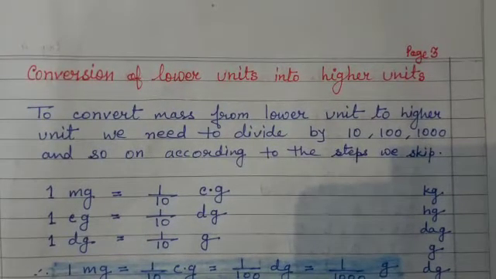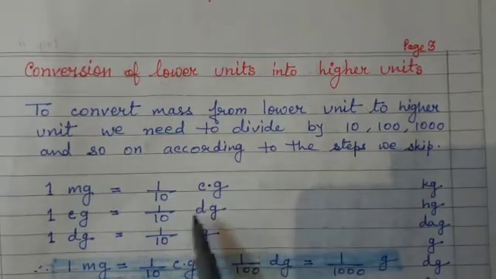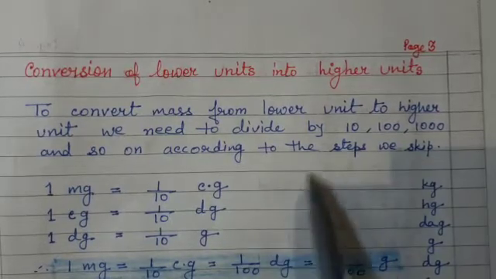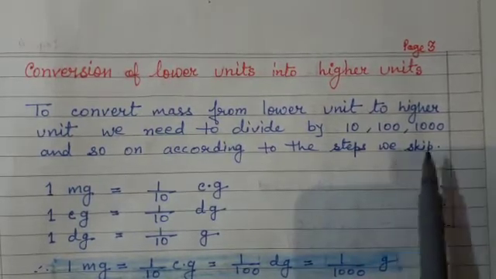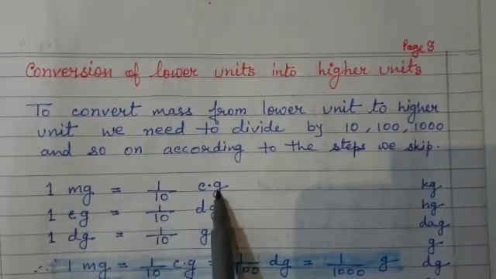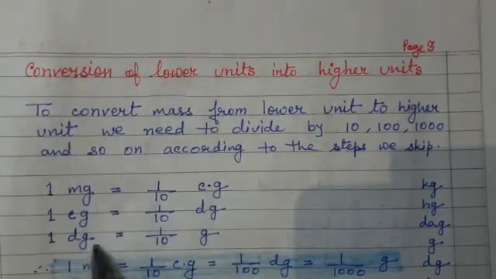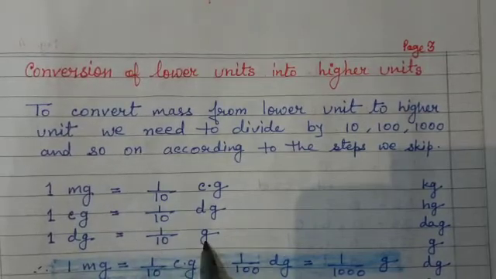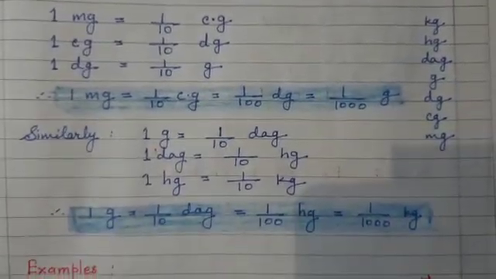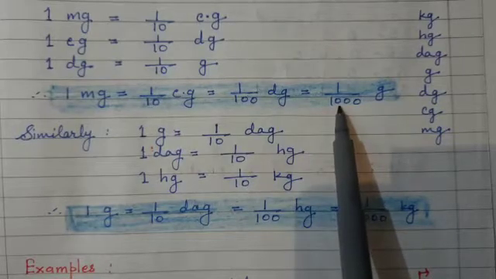Our next topic now, conversion of lower unit into higher unit. To convert mass from lower unit to higher unit, we need to divide by 10, 100 or 1000 and so on. According to the steps, we move towards the upward direction. Look here, 1 milligram is equal to 1 upon 10 centigram. 1 centigram is equal to 1 upon 10 decigram and 1 decigram is equal to 1 upon 10 gram. Therefore, we can conclude that 1 milligram is equal to 1 upon 10 centigram, is equal to 1 upon 100 decigram and is equal to 1 upon 1000 gram.